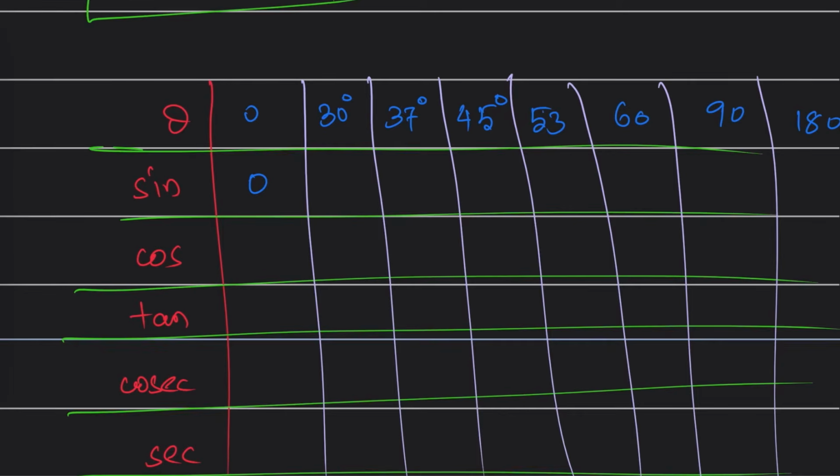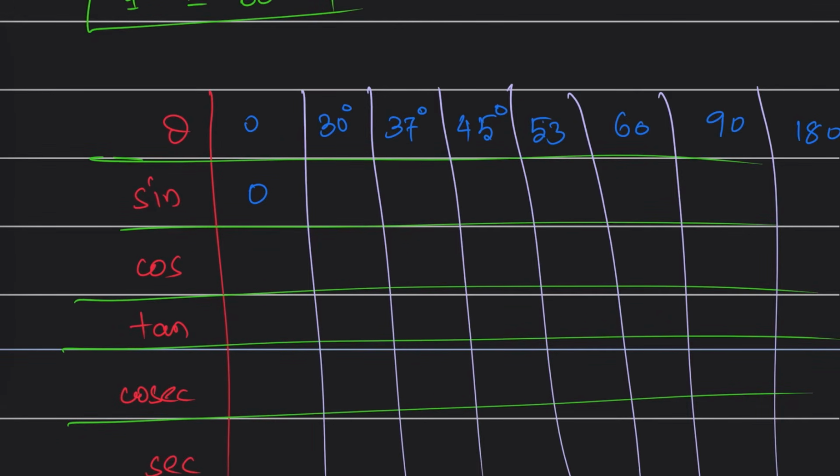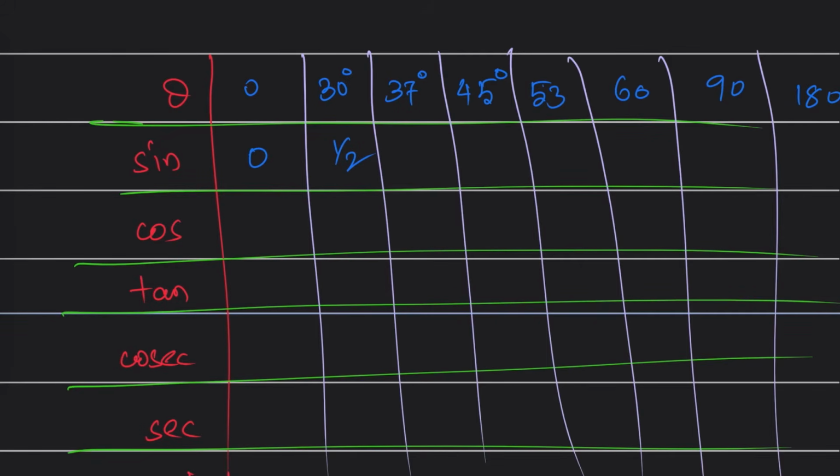So let's put the values. Sine 30 is 1 by 2. For these values I am writing them now, and later I will let you know how to remember them. Sine 37 is 3 by 5. Sine 45 is 1 by root 2. Sine 53 is 4 by 5. Sine 60 is root 3 by 2. Sine 90 is 1. Sine 180 is 0.